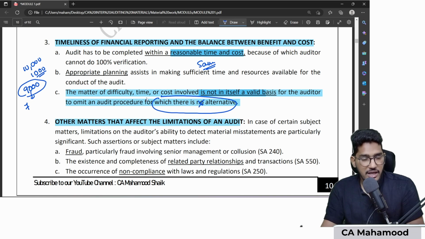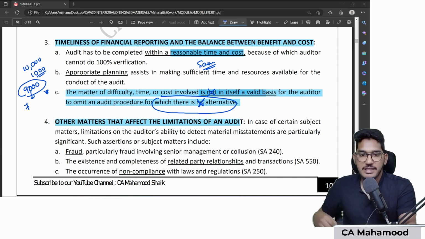So please be careful about this particular sentence. They might twist the question in multiple ways. Sometimes they will remove not here. Sometimes they will remove no here. So sometimes they will say not to omit the audit procedure. So like that, they can play with you. Please be careful. For these kinds of sentences, try to get conceptual clarity. Try to read it twice or thrice and get hold of the concept there. Clear? This is the third inherent limitation.